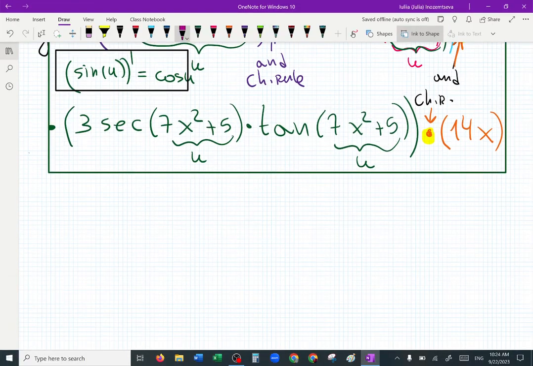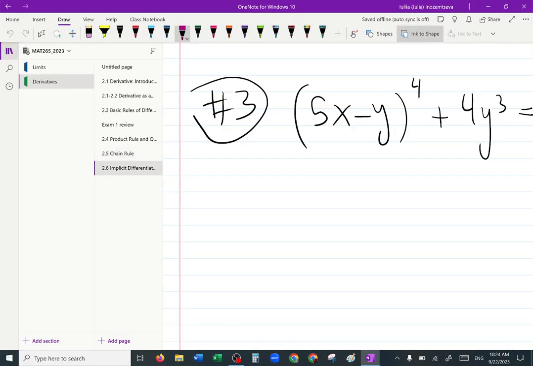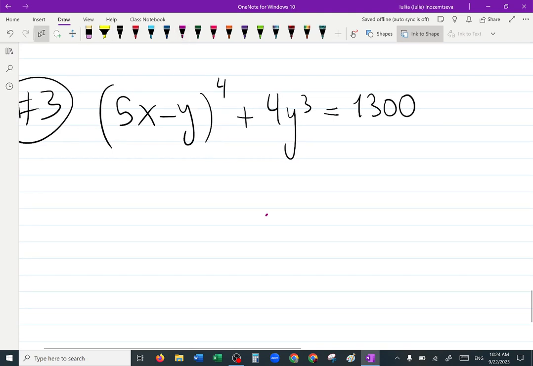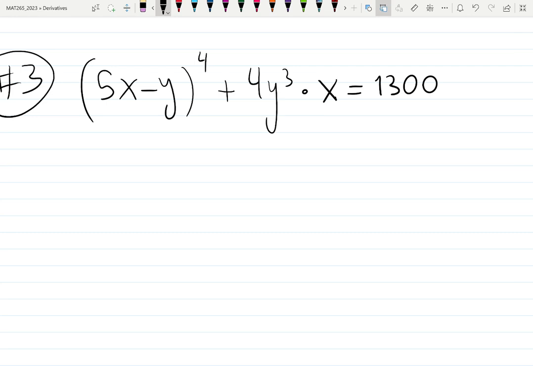Implicit differentiation. So I'm going back to the implicit differentiation topic, and let's do this problem. Implicit differentiation: 5x minus y to the 4 plus 4y cubed times x equals 1300. This problem has a classical mistake. People tend to make a classical mistake with this problem. This is the problem we like to put on the test.